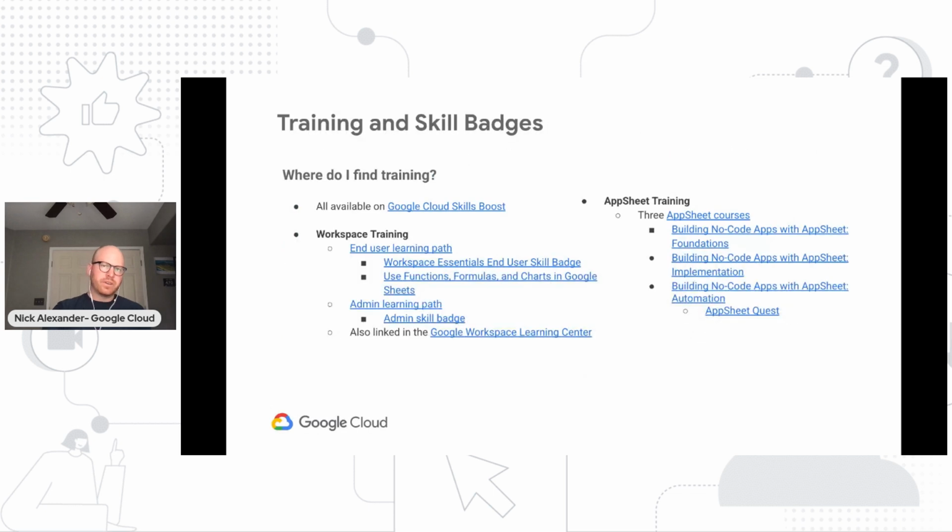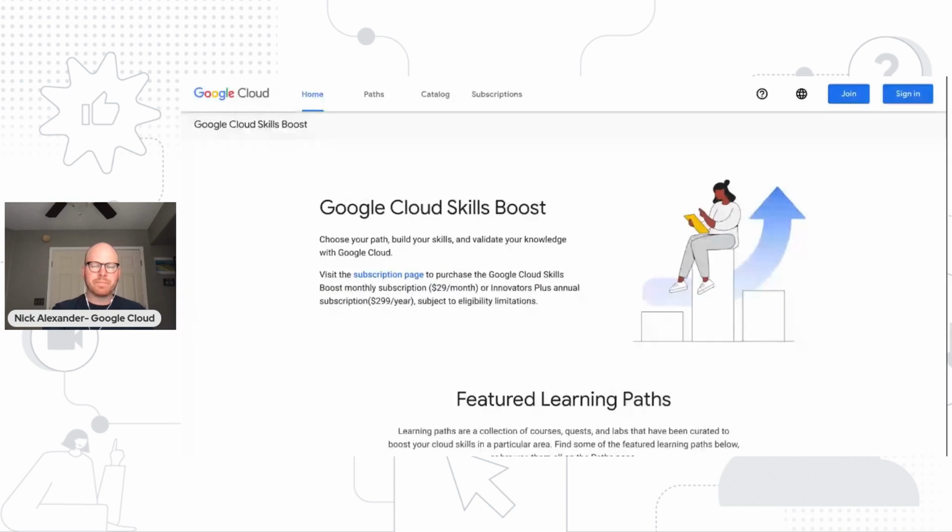So now that we've talked through a bit of the schema of the types of courses, where do we find this information so you can actually get started with it? Really all of this, and this is the key piece here, all of this is found on our Google Cloud Skills Boost. So let me share this tab.